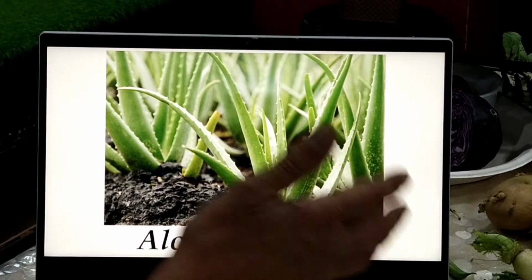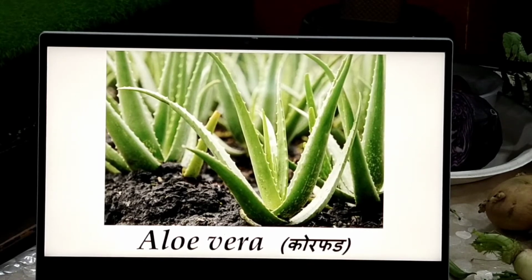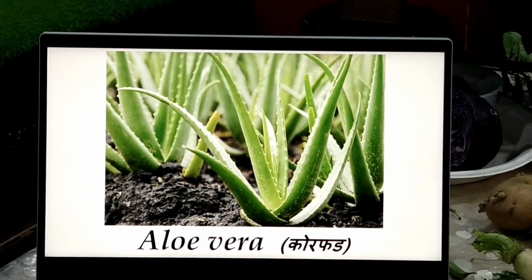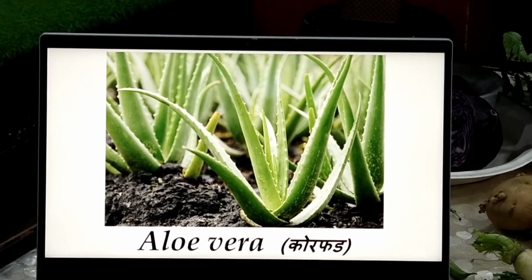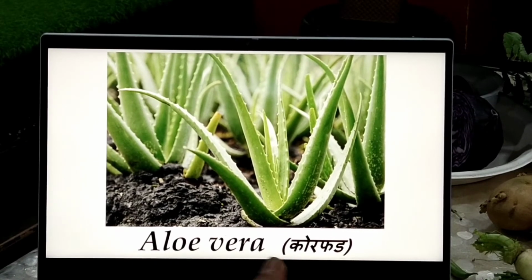Aloe vera is very famous. You know, there are lots of medicinal uses of aloe vera. The juice of aloe vera is very famous, and they have started plantations of aloe vera, so that it can be comparatively easily done, so that a lot of value is there because it's a source of medicine.